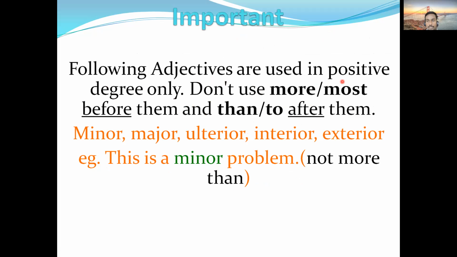The following adjectives are used in the positive degree only. Which degree? Positive degree only. There are three degrees: positive degree, comparative degree, and superlative degree. But all these adjectives are used in which degree? Only the positive degree. They are not used in the comparative. For example, minor, minorer, minorest, no. More minor, most minor, no. Major, majorer, majorest, no. It should be only major. So for example, this is a minor problem, only the positive degree, minor, not more than.